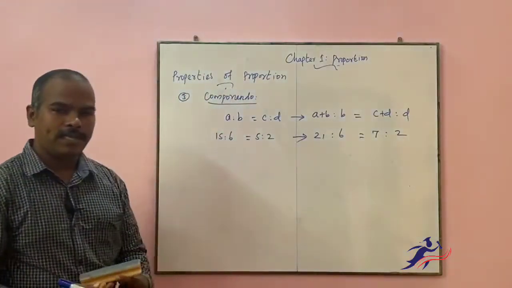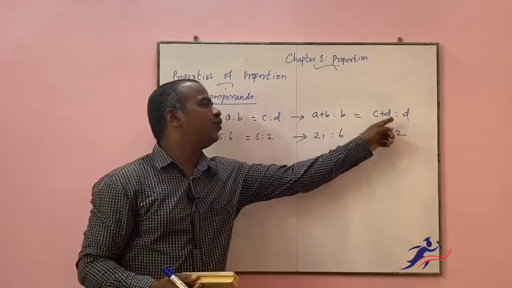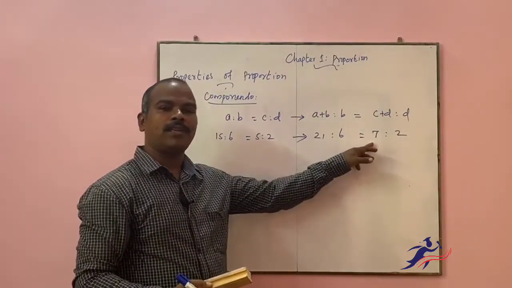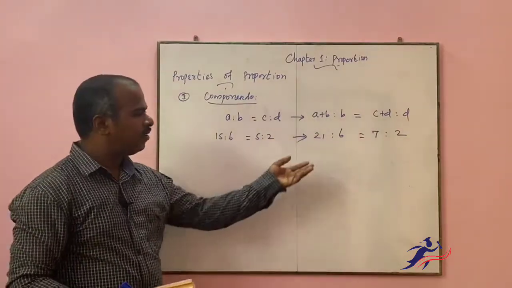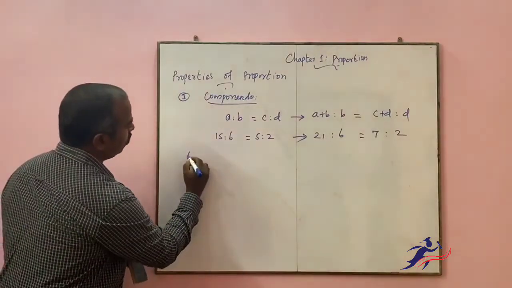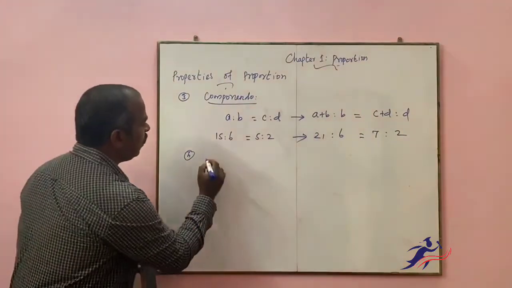Now again you check the product of extremes, 21 into 2, that is 42. 6 sevens are product of means, that is equal to 42. They are also in proportion. The fourth property is dividendo.